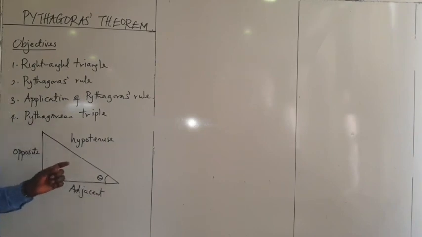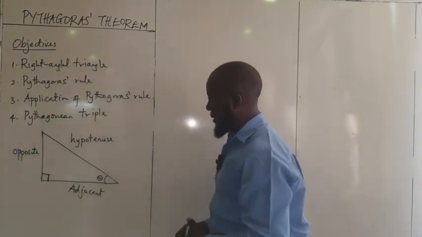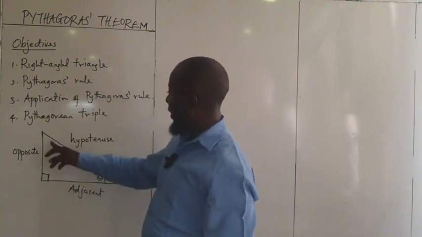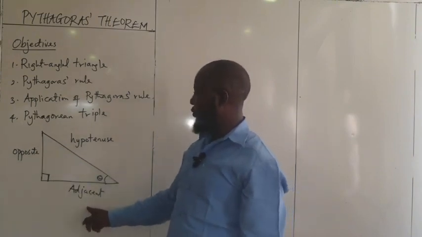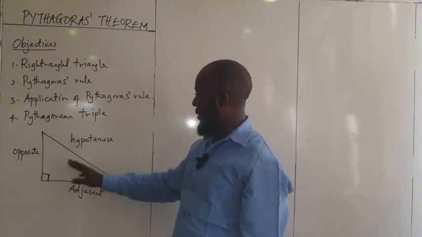So this is the first thing you must know. You must know how to identify the sides: the hypotenuse, the opposite, and the adjacent. If you are considering this angle here, this will be the opposite, while this will be the adjacent. That is what we call the right angle triangle.